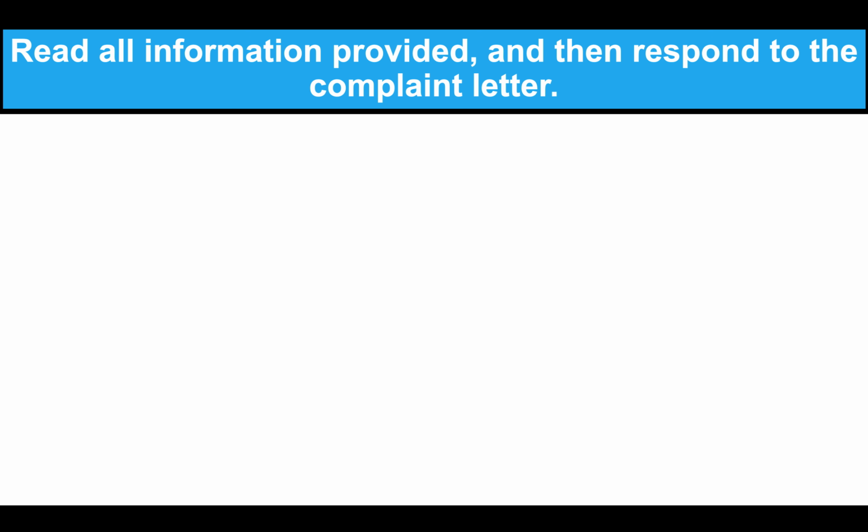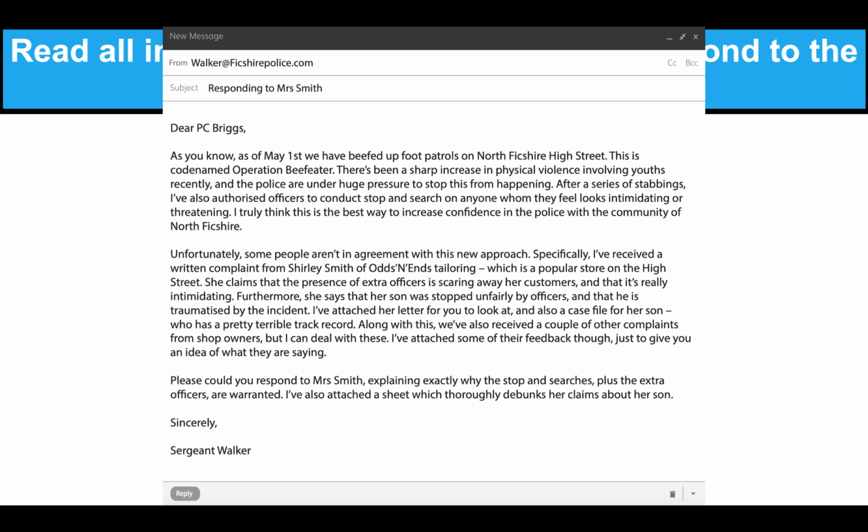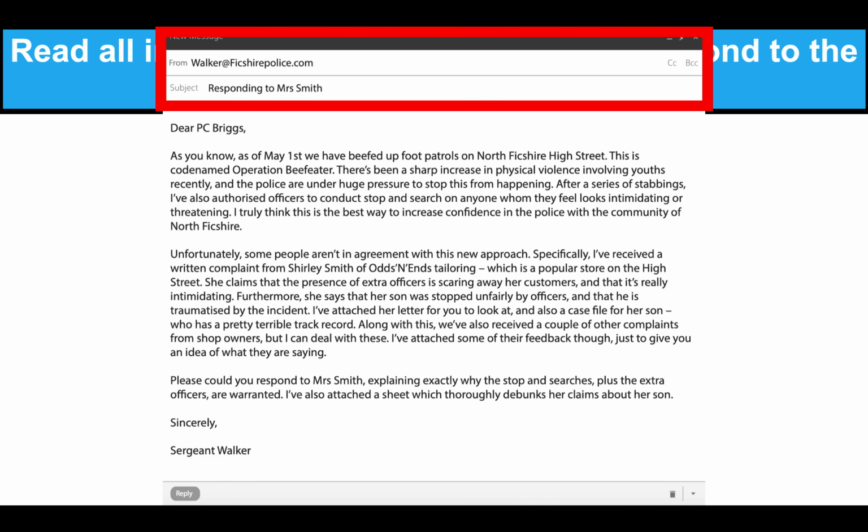So it says, read all information provided and then respond to the complaint letter. So what I have here is an email from my sergeant, Sergeant Walker. And it says, from Walker at fixshirepolice.com, responding to Mrs. Smith. So let's start reading through this email, and this will tell me what I need to do.